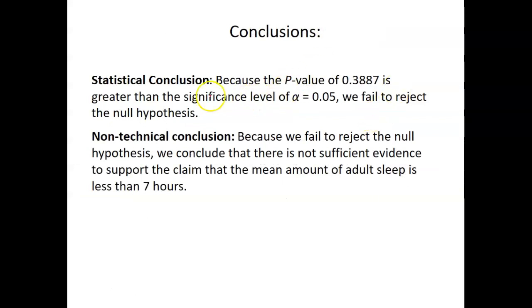All right, so finally for our statistical conclusion, remember we always compare the p-value and the alpha. My p-value we found to be 0.3887 and the alpha was stated to be 0.05 in the problem. So my p-value is larger than my alpha, and so my conclusion is that we fail to reject the null hypothesis. We still need to make that comparison there.